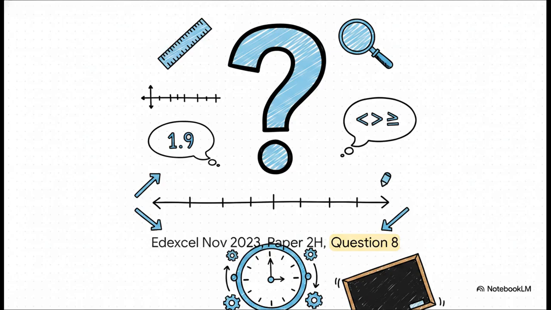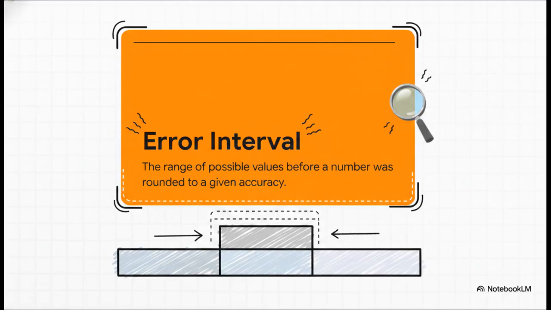Here is question 8 directly from the exam paper. It reads, a number x is written correct to two significant figures. The result is 1.9. Complete the error interval for x. There are two marks up for grabs here. It looks simple enough, right? Just a couple of numbers to fill in. But to execute this accurately, we need to strip this back to the absolute basics of what these numbers actually represent. Before we calculate a single thing, let's set a rock-solid foundation.